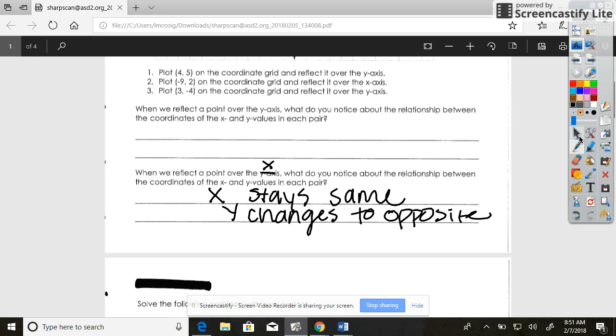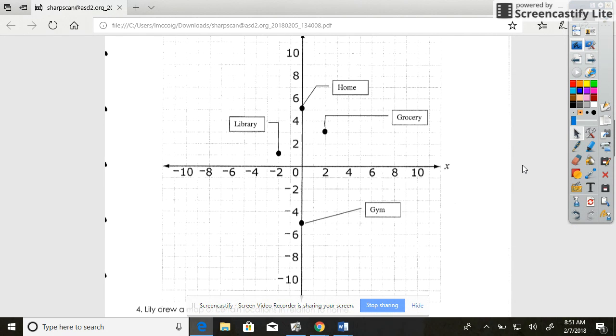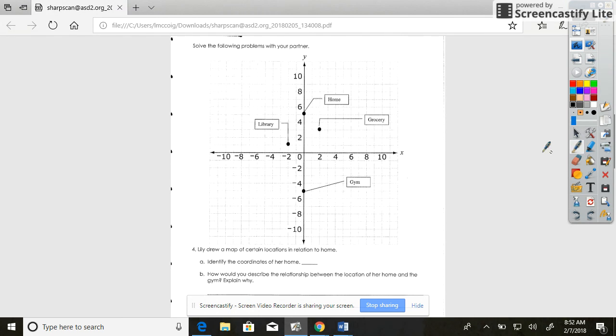Okay, the next page was this graph with all these different places on it. I'm going to zoom out so we can see the questions. It says Lily drew a map of certain locations in relation to her home. Here's home. Identify the coordinates of her home is the first part of question 4. So her home, we're starting at 0. We're not going over any, so we know the first number is 0, but we do know we have to go up 5. So her coordinates is 0, 5.